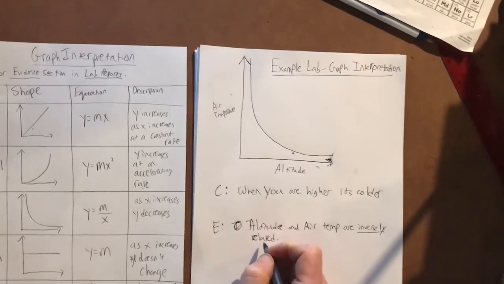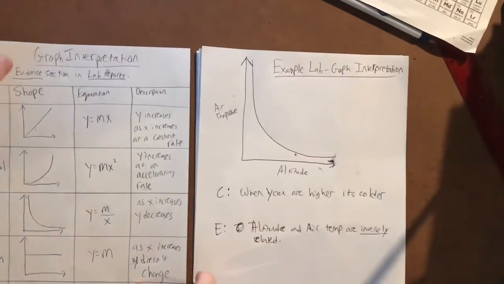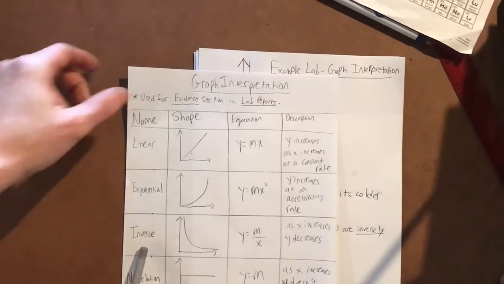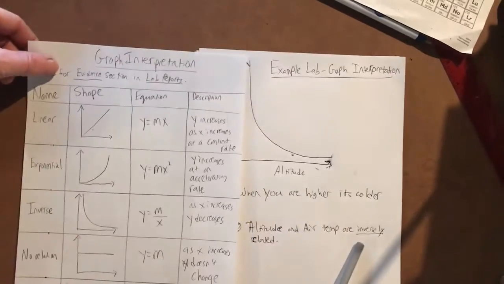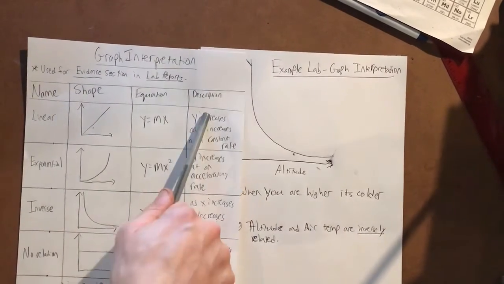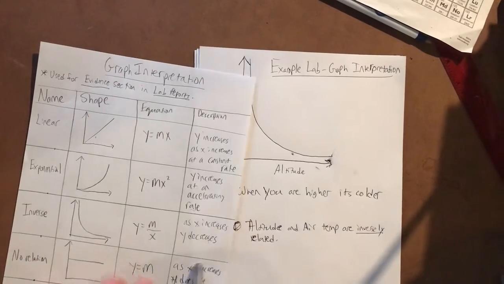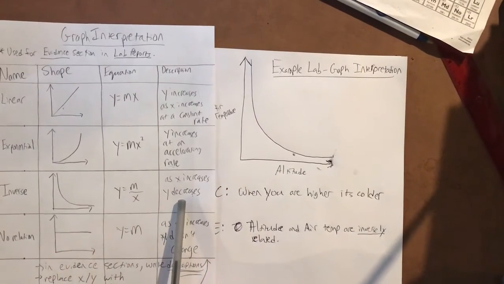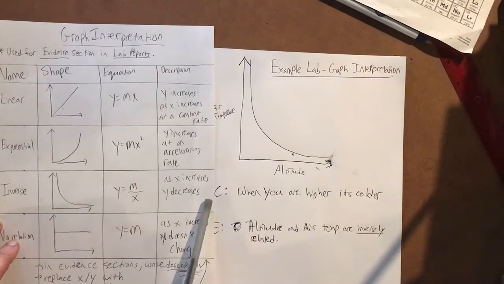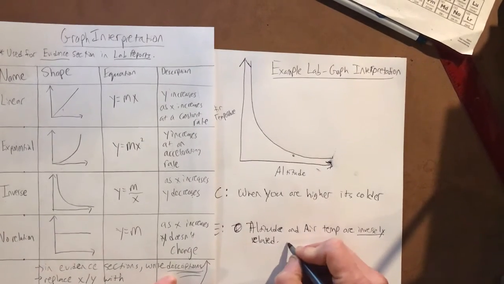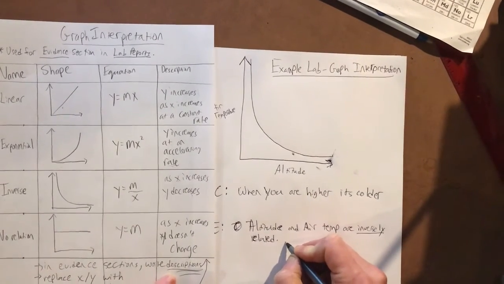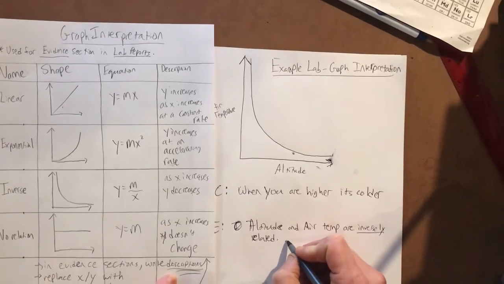Now when we do the evidence section, we're just gonna choose one of these names. Say it's either linear, exponential, inverse, or no relation. We chose inverse, and then we're gonna use one of these descriptions. Okay, so the inverse description of the graph says as x increases, y decreases. So instead of saying x and y in our evidence section, we have to use different words there.